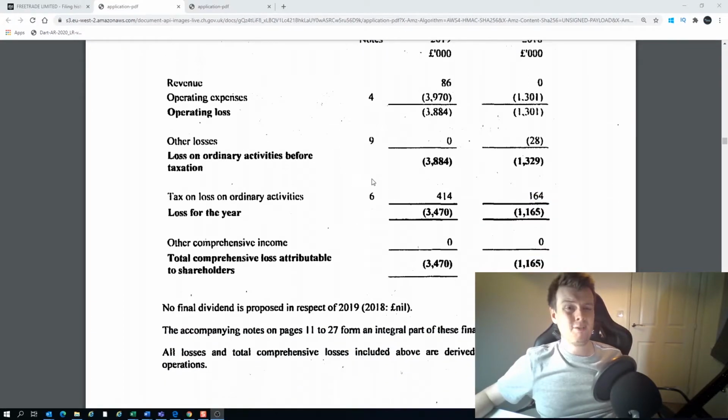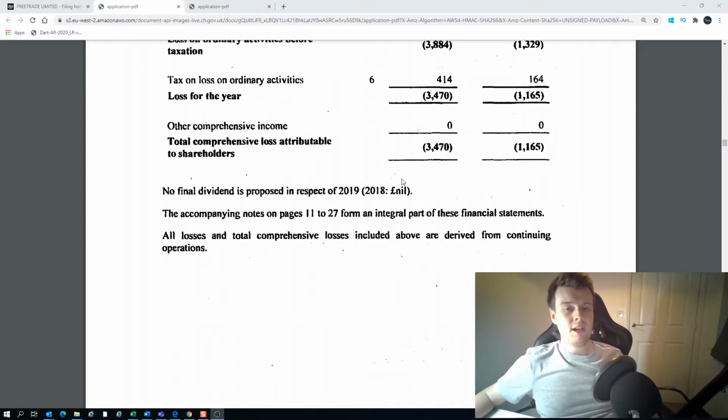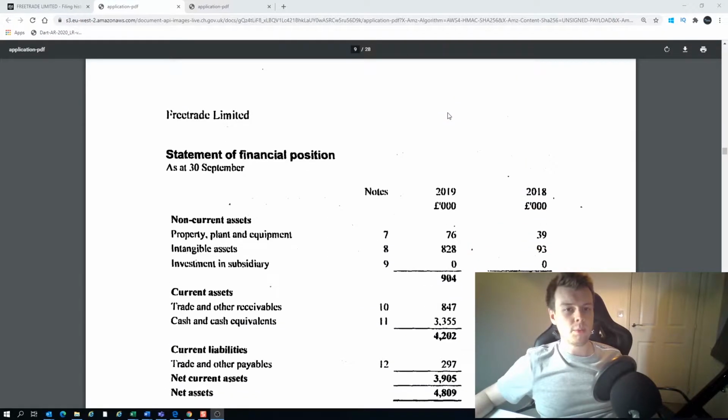Here we can see Free Trade generated £86,000 revenue and made a loss of around 3.5 million. They also didn't pay a dividend. And yeah, there's not much else to say in here. There's nothing in other comprehensive income. So yeah, 3.5 million loss on the P&L.